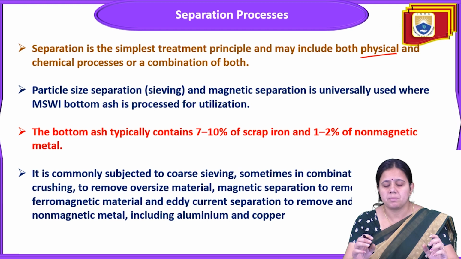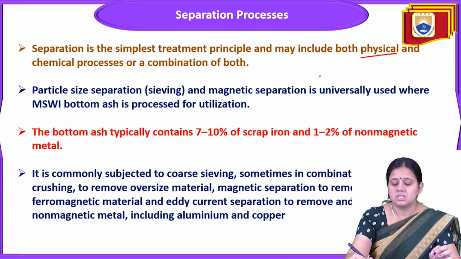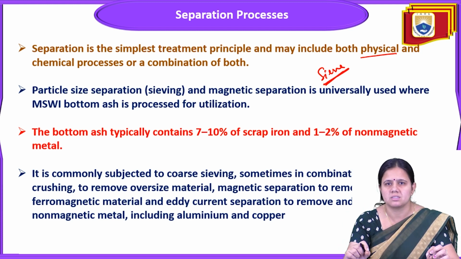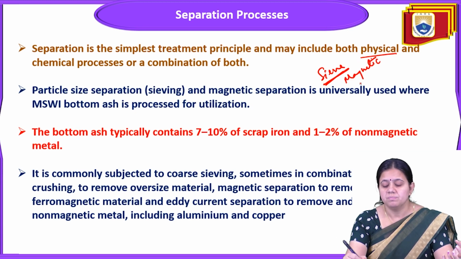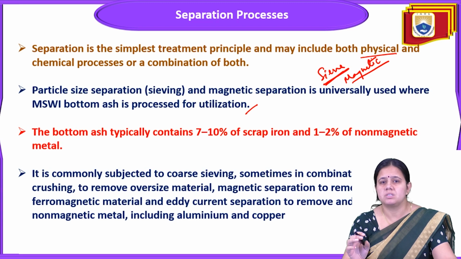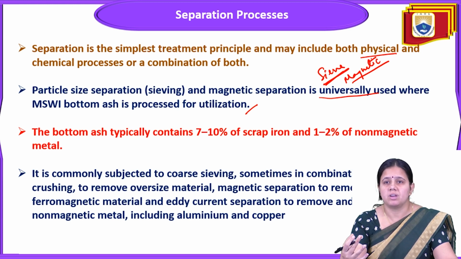So what happens in the separation process? Some sieves will be used, with very small particle separation size. Magnetic separators are used along with the sieves. The magnets are used to separate, and this is universally used where the MSW bottom ash is processed for utilization.